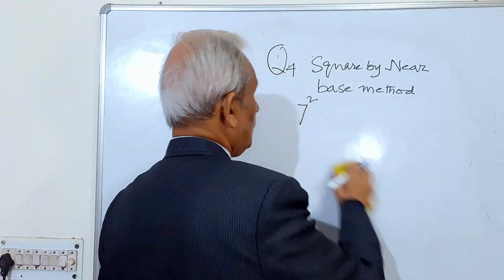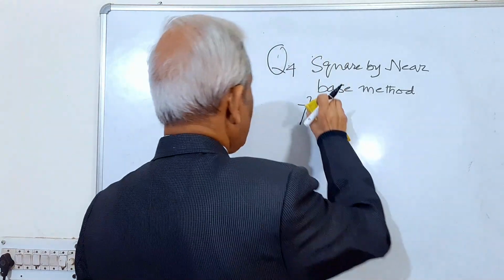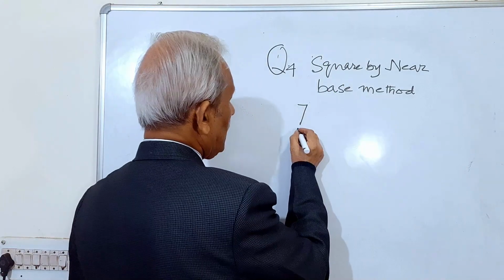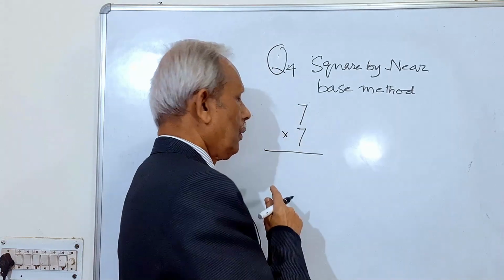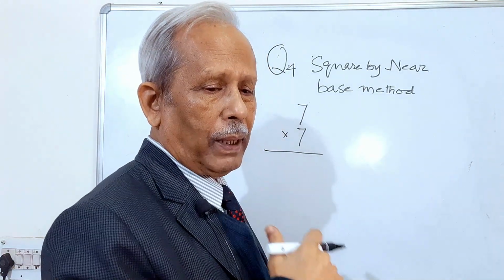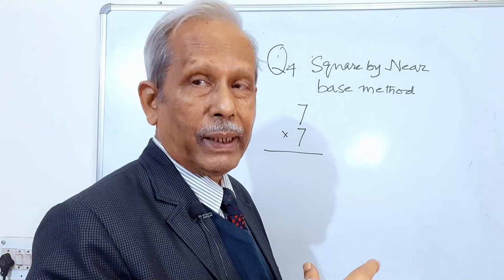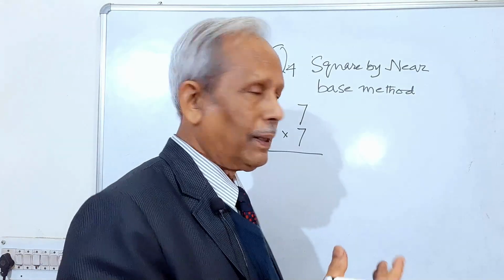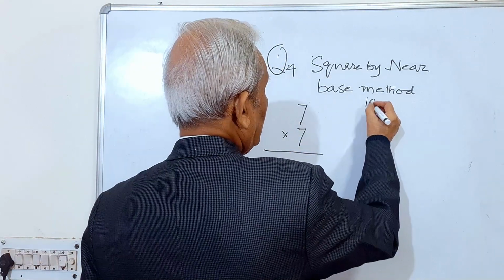Squaring of numbers which are near base. So here 7 square means 7 into 7. What is the method? You just follow it. This is the method we can apply, multiplying the numbers which are near base, below base or above base. It can be below base or above base. You have already done it, right? So here this is below base because the base is 10.